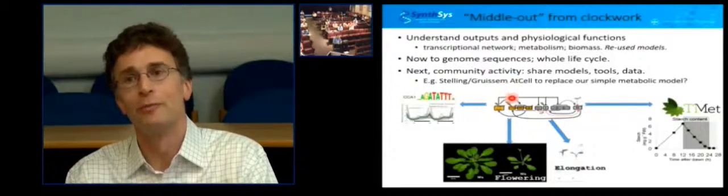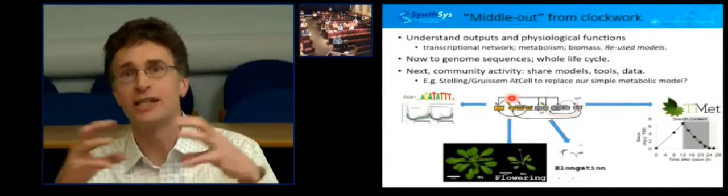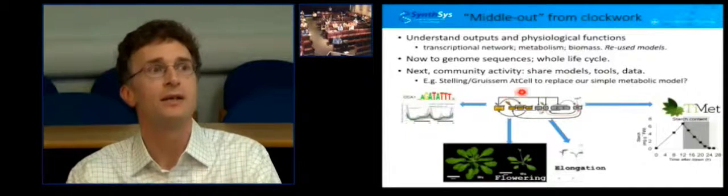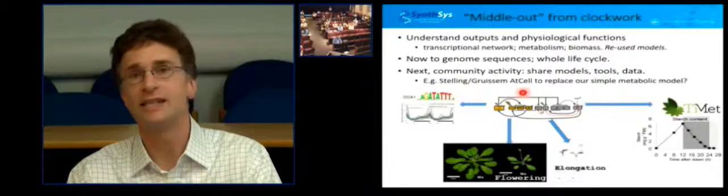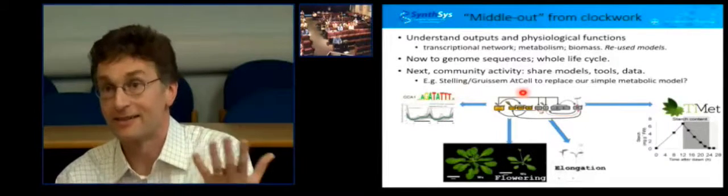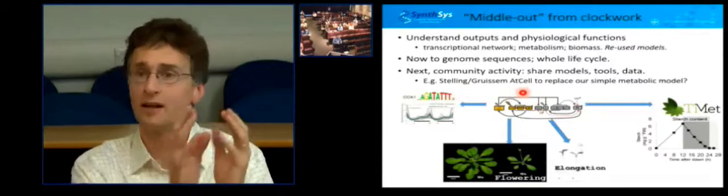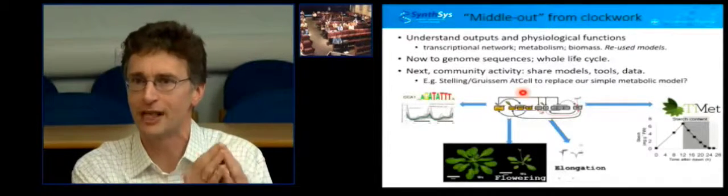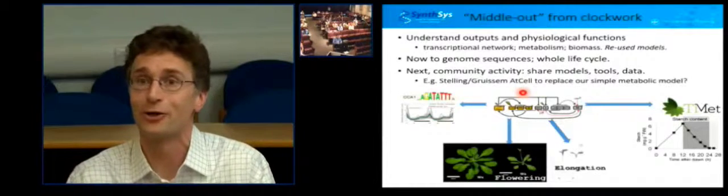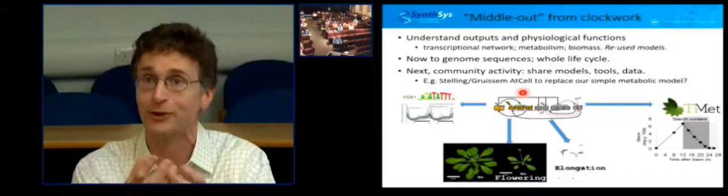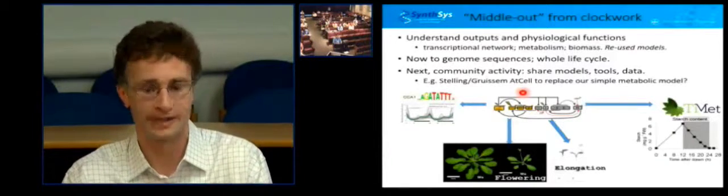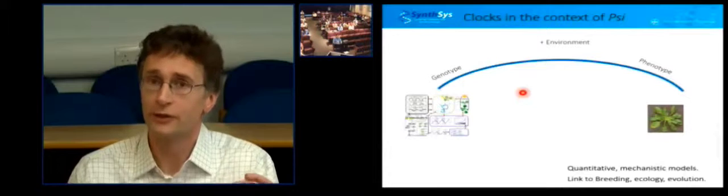I mentioned, though, that the model had been constructed intentionally in a modular fashion so that we could swap out some parts and replace them. The Stelling and Gruesome AT cell model, which you'll hear about tomorrow, would be one candidate as an example where we could replace our very simple representation of metabolism with something more complicated. Or Professor Long and Jinghan Zhu's e-photosynthesis model might replace our extremely simple representation of photosynthesis.